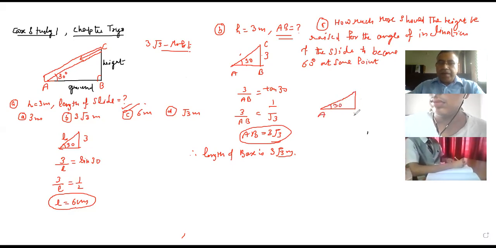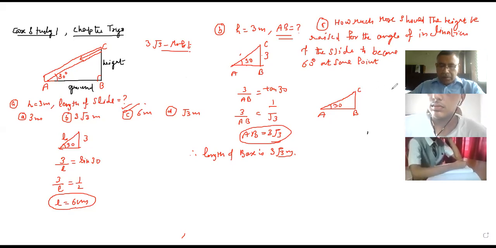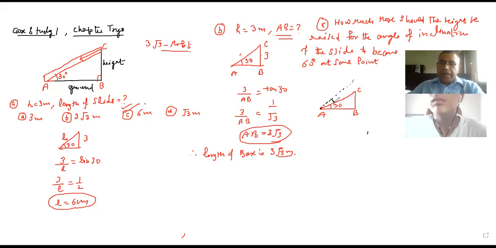So let it be A, B, and C. This height is BC. Height is 3 meter. Now I want to find out, now this angle becomes 60. This angle is now 60. I want to find out how much it should be raised. I want to get MC. This MC you want to get.